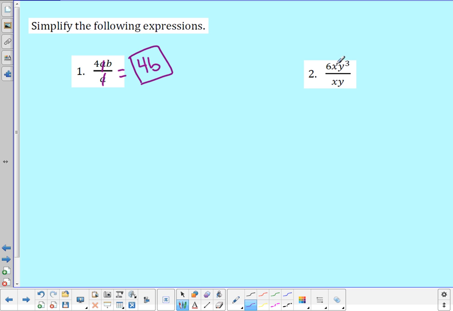In number 2, I can cancel this x over x. And then when I look at the y's, that's the same thing as saying y times y times y over 1y on the bottom. One of them is going to go away. So that cancels out, leaving me with 2 left. And again, 3 minus 1 is 2. So this ends up being 6y squared. My x is canceled out. The y on the bottom canceled out. I was done with that denominator, so that's my simplified expression.